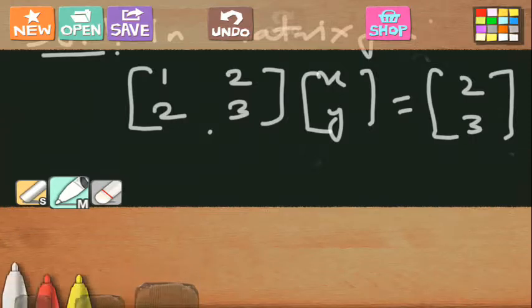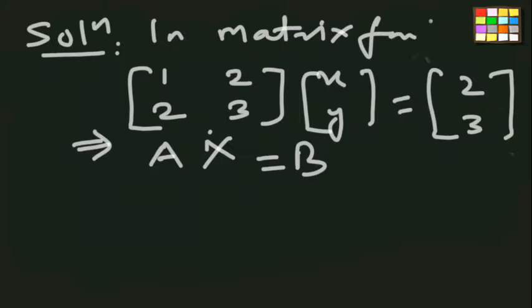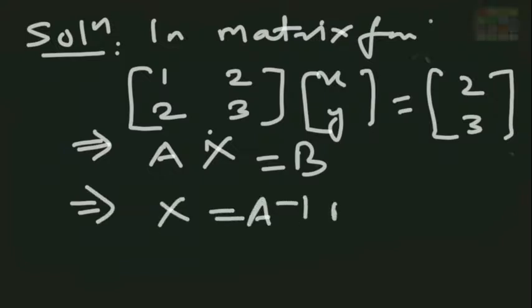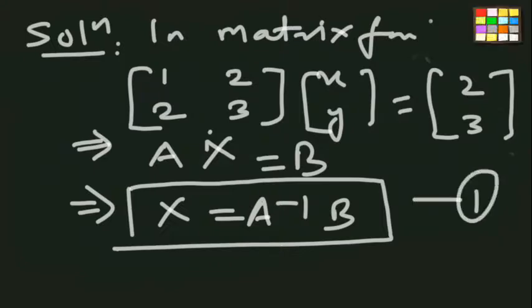Now I will name the first matrix as A, the second matrix as X, and the third matrix as B, right? Then I will write it in this form: X equals A inverse B. That means our job is to first find A inverse, and then our matrix X will be A inverse multiplied by B. This is our preliminary step, and this is my equation 1.